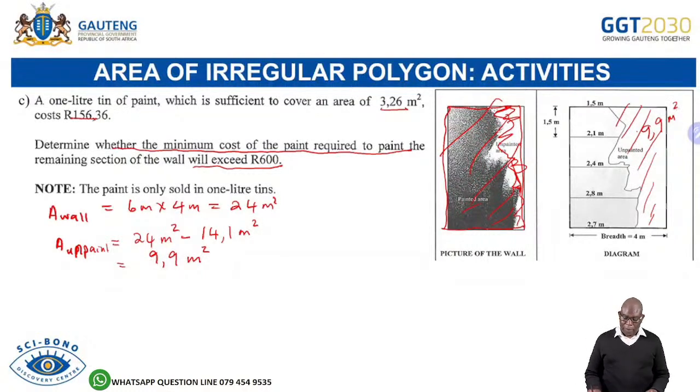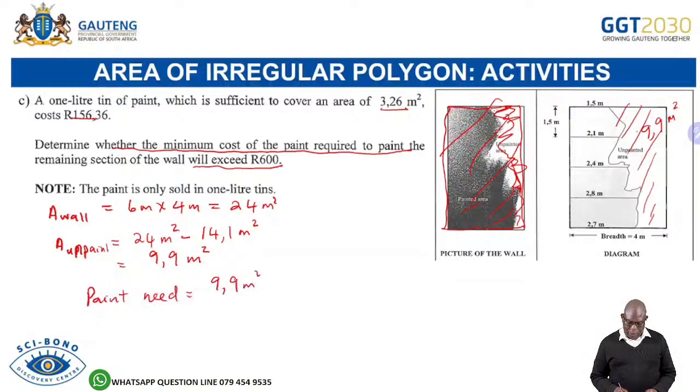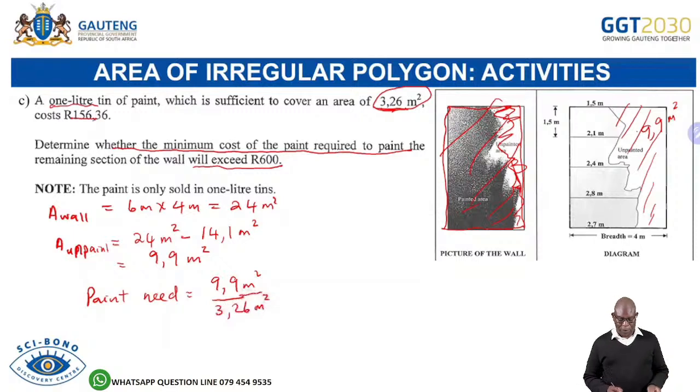All right. Now, what is it that I want? I want how much paint is needed. So I'll take the 9,9 square meters, because they say 1 liter covers the area of this, which means that this must be divided by 3,26 square meters. Because I need the number of tins that I'll get for the paint. So that gives me, I think, 3,04 tins.